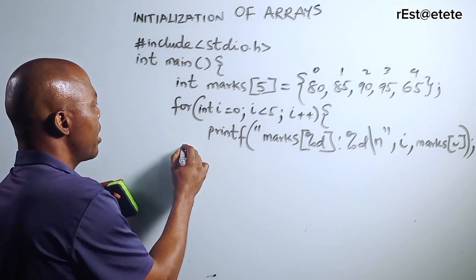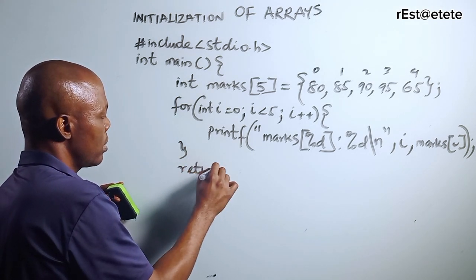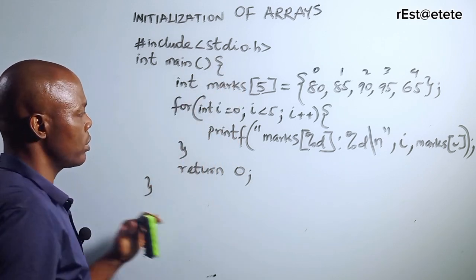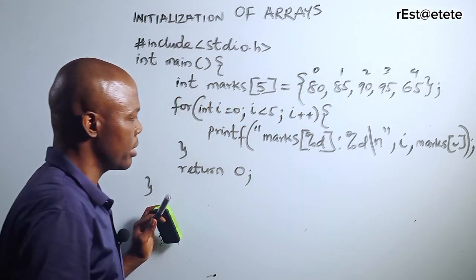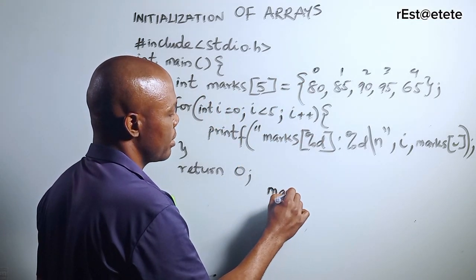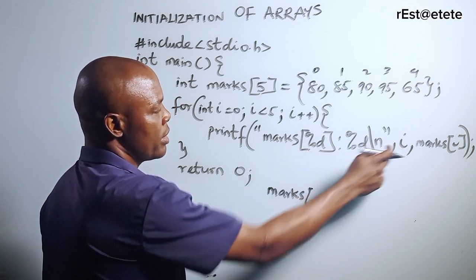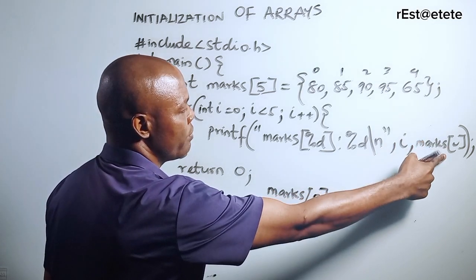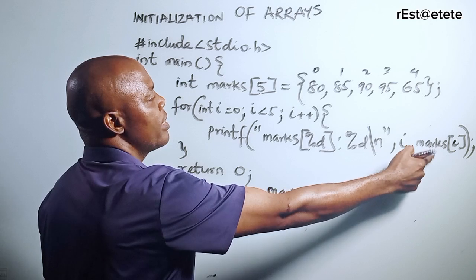So I can now come here and I'll close my for loop and I will say return 0. Then I will close my main function. So this is how I can project these values of the array on the screen. So this is a string literal. This one will now print out max. This place is expecting i. So this is what? 0. Then this one will expect this value. So this is how you are accessing the values of the array.